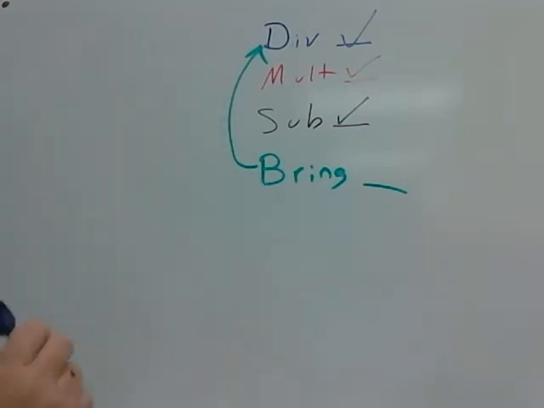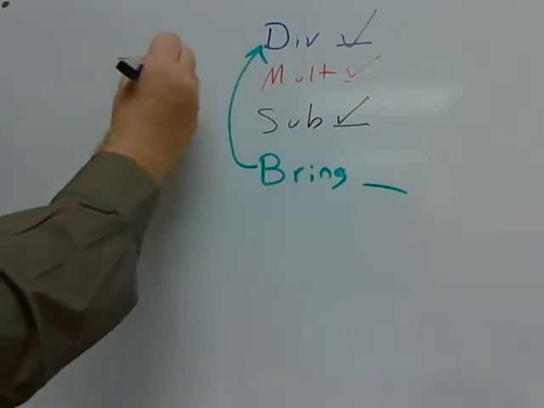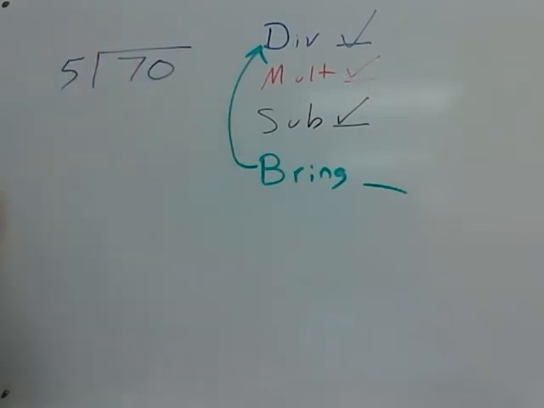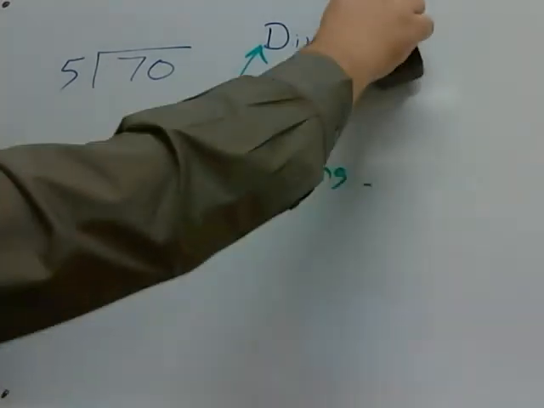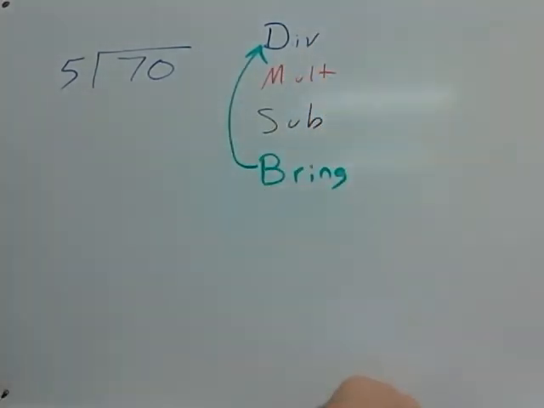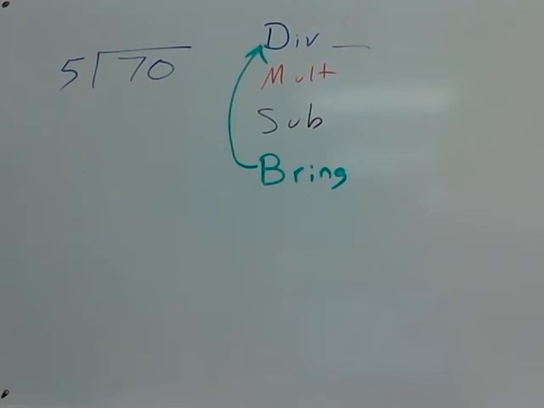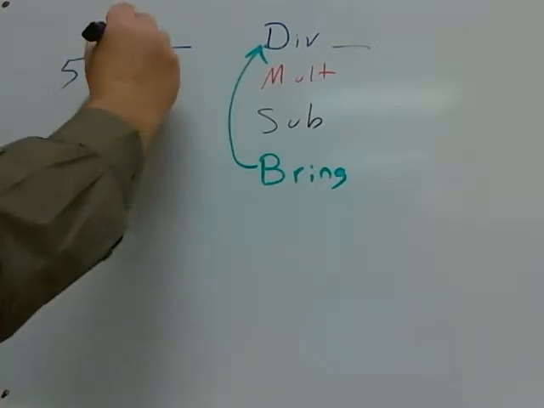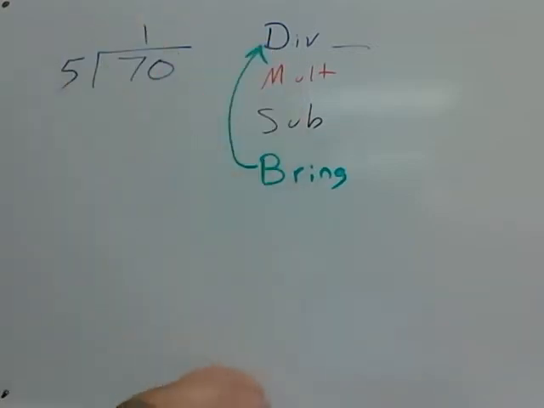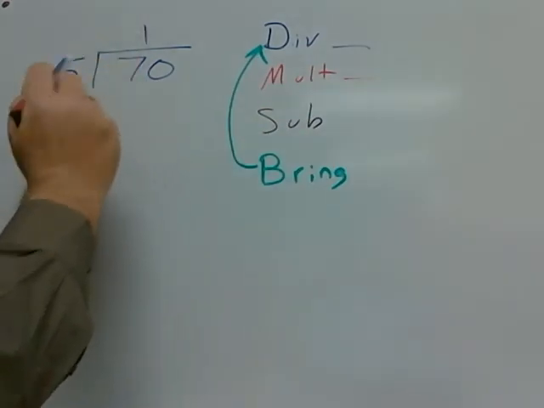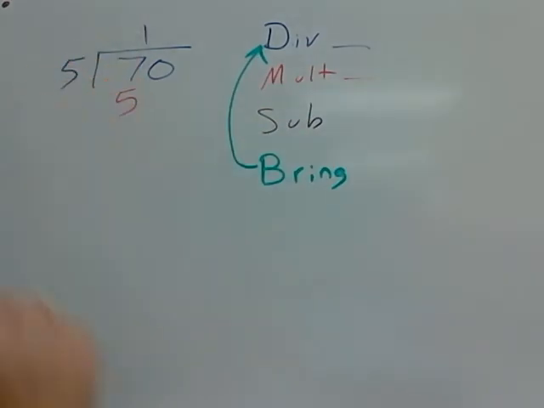How about 70 divided by 5? All right, I'm going to erase this since I'm starting over. Our first step is obviously we are going to divide. 5 into 7. If I have 7, how many 5s are in there? Well, there's 1. So I divided. My next step is to multiply. 1 times 5 is 5.